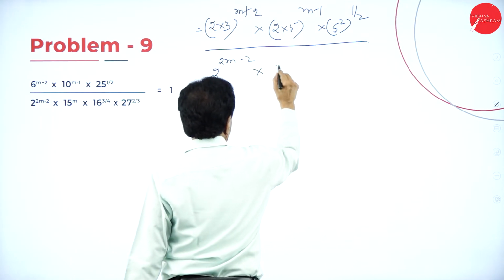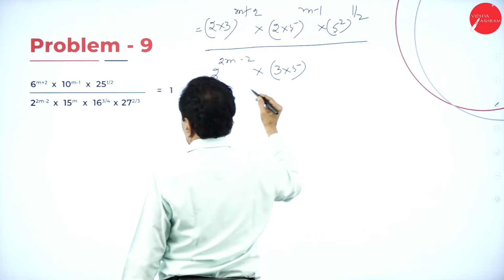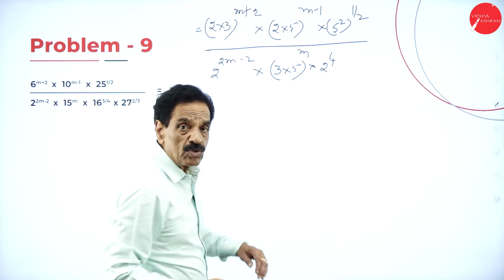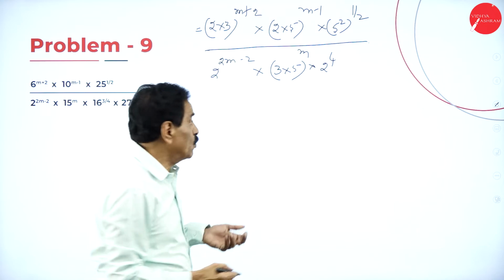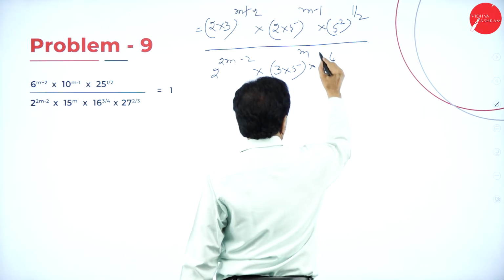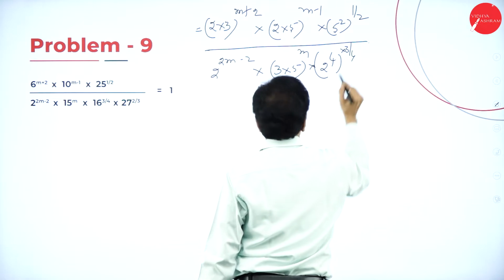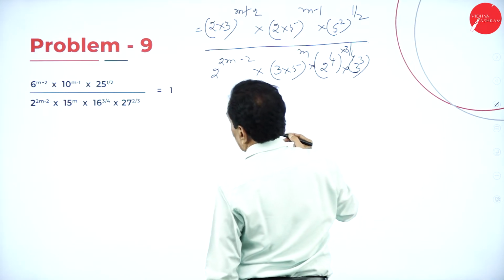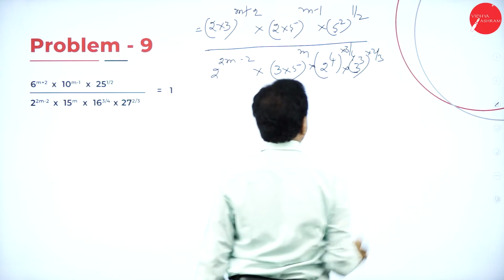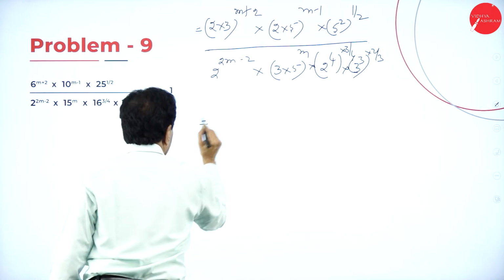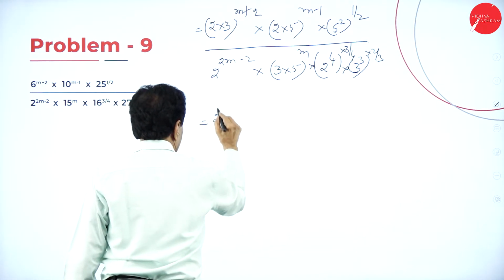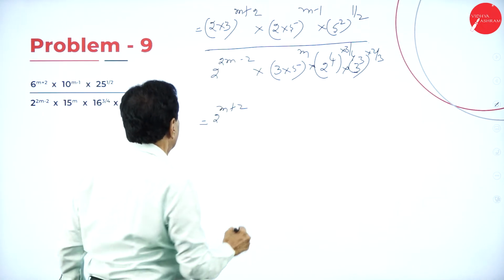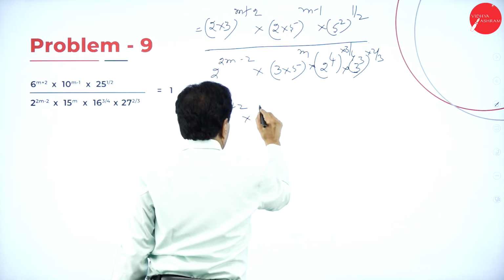This is 3 into 5 to the power of m. This is 2 to the power of 4: 2 2s are 4, 4 2s are 8, 8 2s are 16, 2 to the power of 4 to the power of 3 by 4. This is 3 cube to the power of 2 by 3. Simplify. 2 to the power of m plus 2, because m plus 2 belongs to both the groups, into 3 to the power of m plus 2.